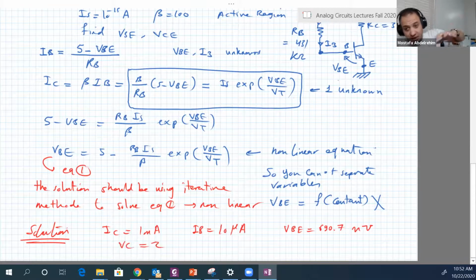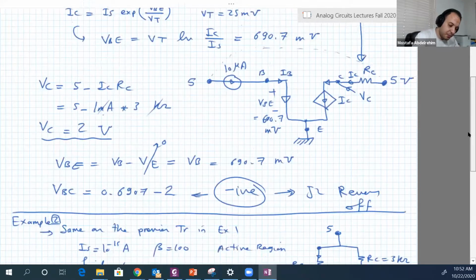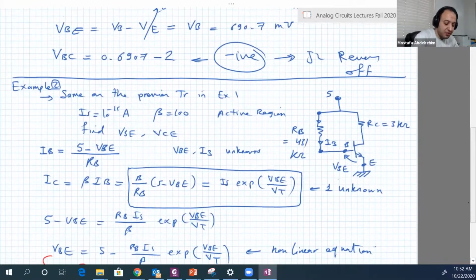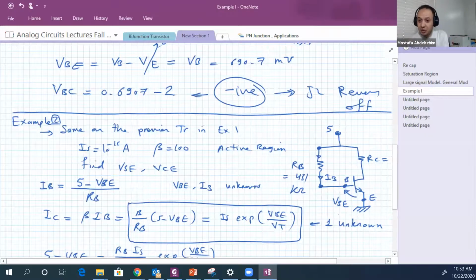Actually, the original question was that if you replace the current source with a resistor, and the resistor is unknown, and you want to get the same point of operation, which means same IC, same IB, and same VBE, same VCE, what would be RB? So I solved for RB, then I tried to solve it from the beginning and found it to be nonlinear. And that's the problem with using, as I said, the large signal model. So we need a simplified model now to deal with our transistors, just like what we did with the diodes.